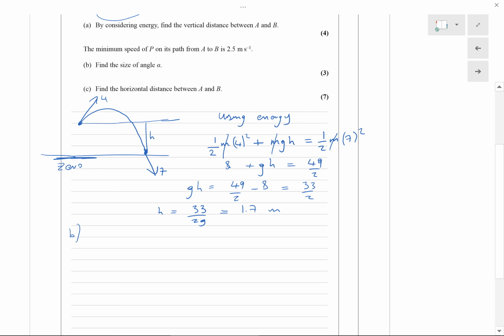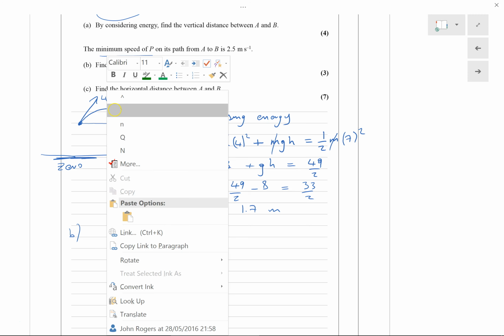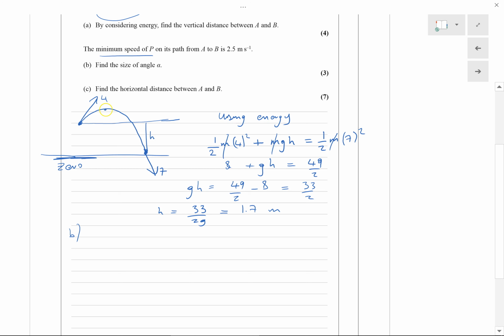Didn't get mixed up. Right, they've actually also done something a bit different here by talking about the minimum speed. They're expecting us to realise that at the top, the minimum speed will be, because the horizontal speed is constant, the minimum speed will be when it's at the top there, and it will be 2.5. So the minimum speed must be the same as the horizontal speed, because that bit's constant.